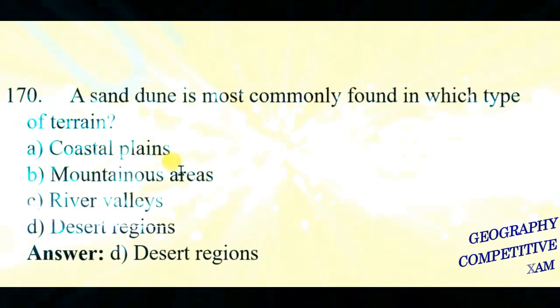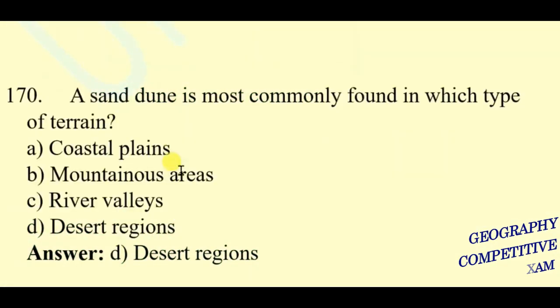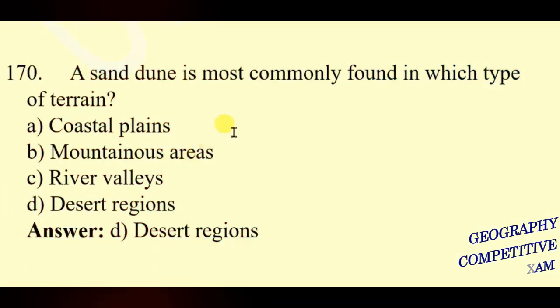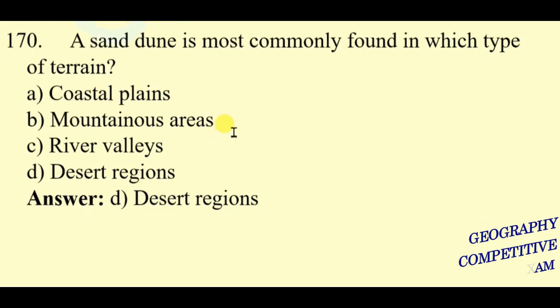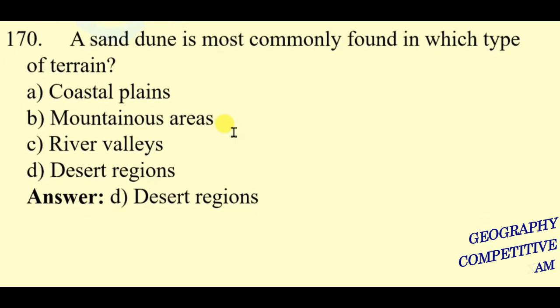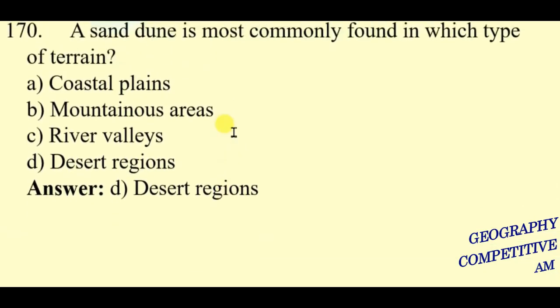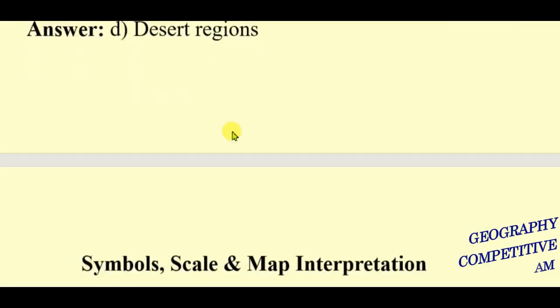Question 170. A sand dune is most commonly found in which type of terrain? Coastal plains, mountainous areas, river valleys, desert regions. Here the right answer will be desert regions. But of course, in coastal plains and river valleys it can be seen, but less. In desert regions there will be only sand dunes. But in coastal plains or river valleys there are so many landform features other than sand dunes.